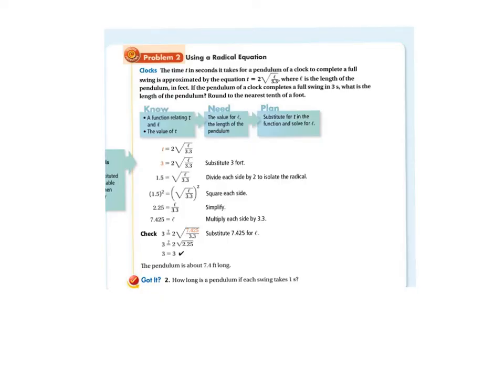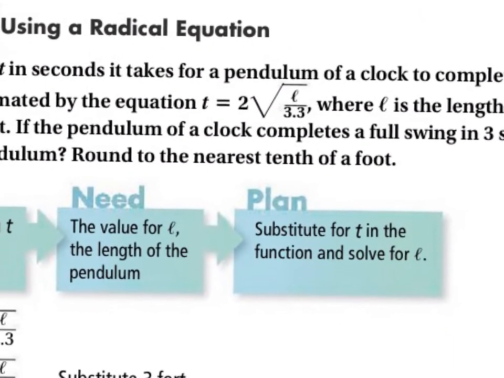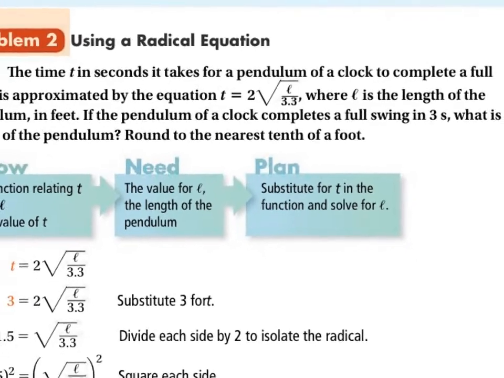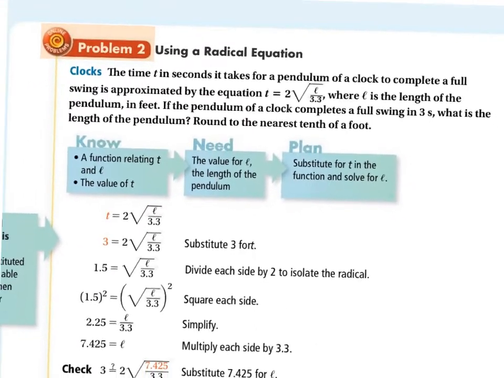So if you look at problem 2, this is just an application, just a question that involves a formula that has a radical equation in it. I'm not sure who figured this out, but apparently the time it takes for a pendulum of a clock to complete a full swing can be approximated by this equation. Somebody must have had a lot of time on their hands. In this equation, L is the length of the pendulum in feet. If the pendulum of the clock completes a full swing in 3 seconds, what is the length of the pendulum? Round to the nearest tenth.